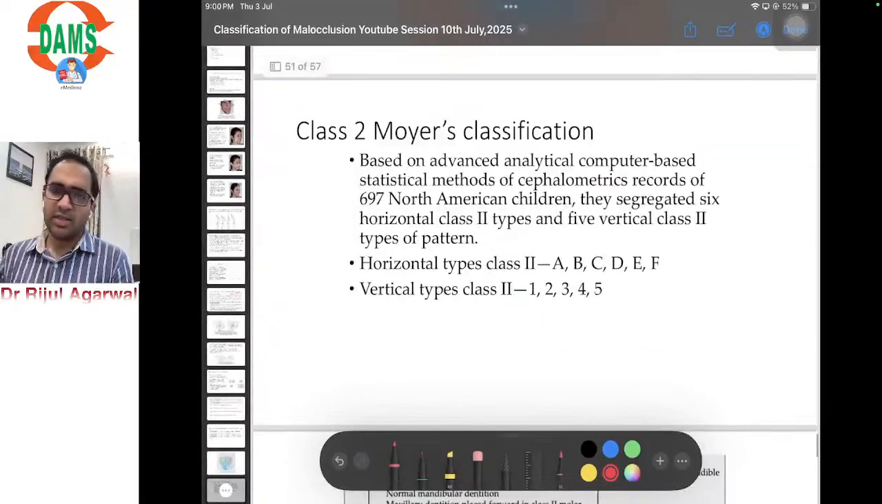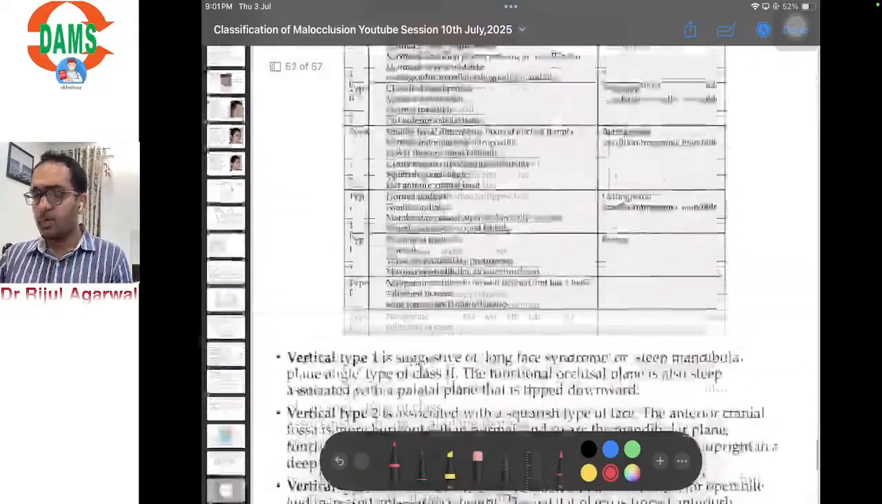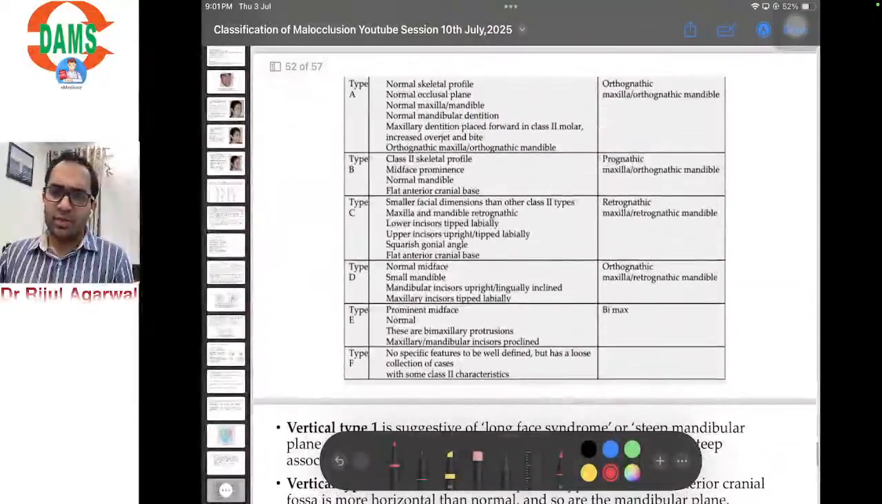Next is Moyers' classification system. It was a bit complicated system. Just remember the name, that class 2 was further classified into horizontal and vertical types, and in horizontal types he gave a 6 system, A, B, C, D, E, F, and in vertical, 1, 2, 3, 4 and 5. You don't need to remember these types.